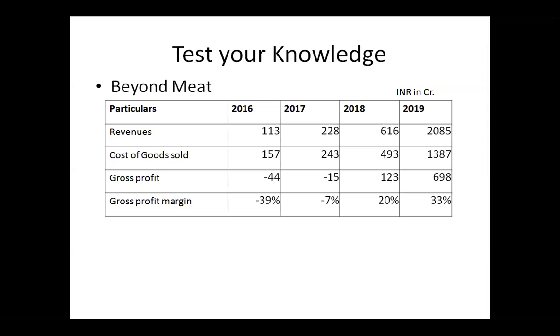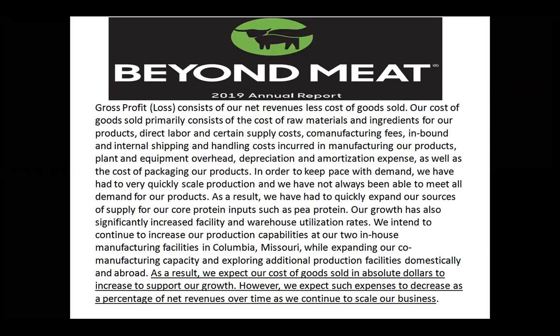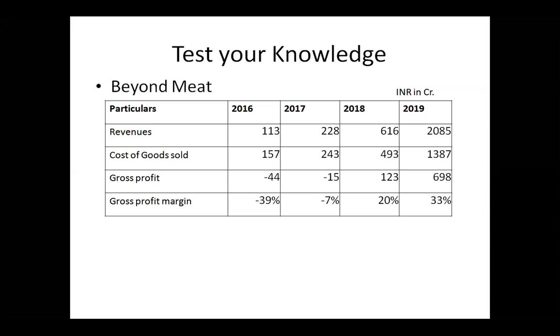See what happened to them is minus 39%, minus 7%, 20%, and now 33%. Can you tell me what is the logic of this in the chat box? What happened? Why this gross profit, which was minus 44 with 100 crore of turnover, went to plus 700, 35% of gross profit margin at 2000 crore. What is the logic? In the chat box, tell me what comes to your mind.